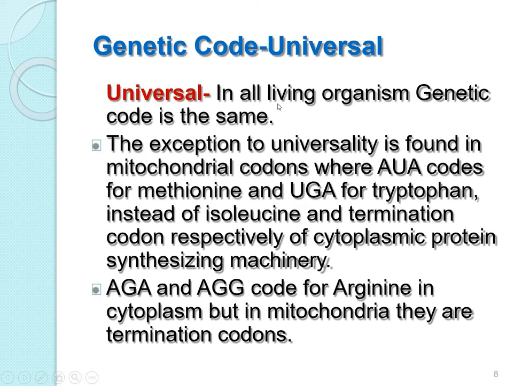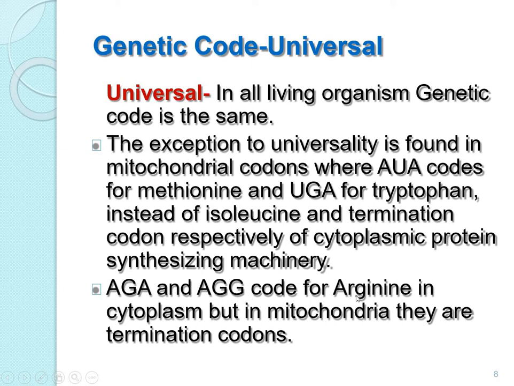Universal. In all living organisms, the genetic code is the same. The exception to universality is found in the mitochondrial code, where AUA codes for methionine and UGA for tryptophan, instead of isoleucine and termination codon, respectively, of the cytoplasmic protein synthesizing machinery. This is the only exception. Otherwise, the genetic code is universal.